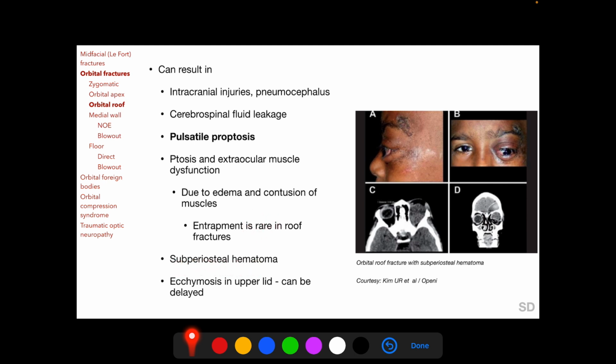Subperiosteal hematomas can occur, as we see here. Ecchymosis in the upper lid can be found, which can actually be delayed after the trauma occurs. The fracture of the orbital roof per se often heals on its own and does not require any treatment.